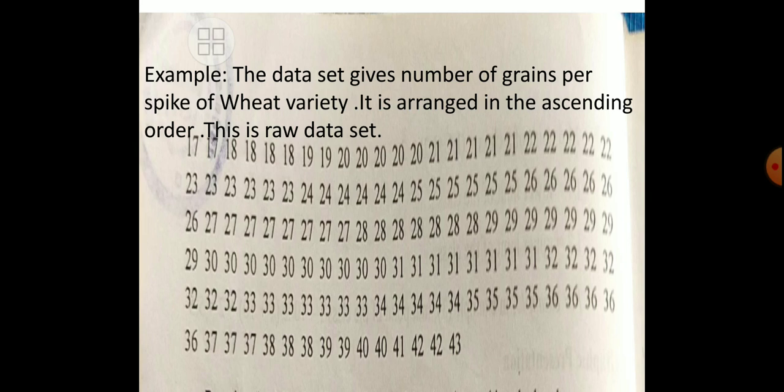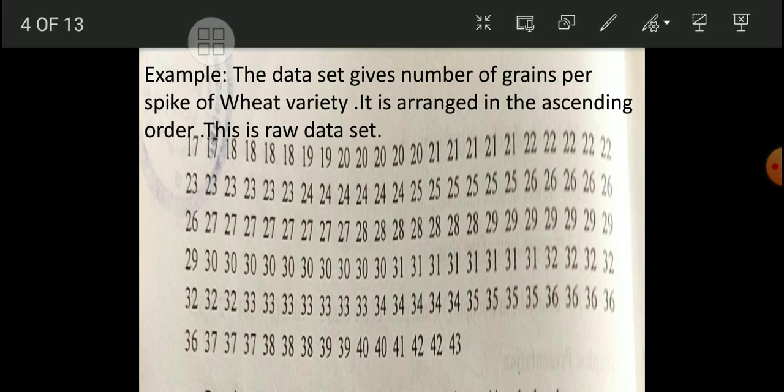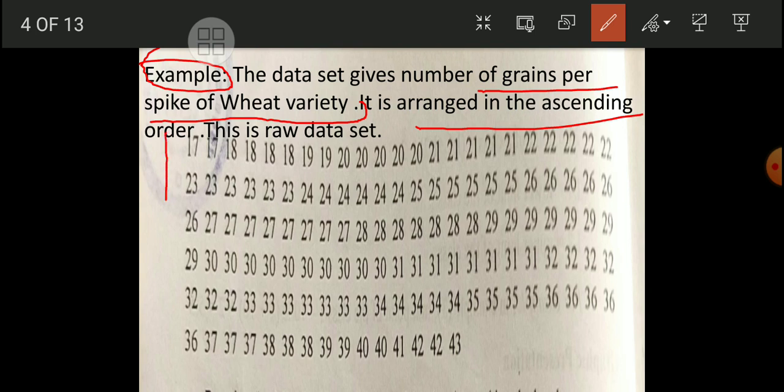Now, as I have already said, we have to get an idea with the help of some examples. Here you can see the data very easily. This data set gives the number of grains per spike of a wheat variety, and the data is arranged in ascending manner, that is, in increasing order.